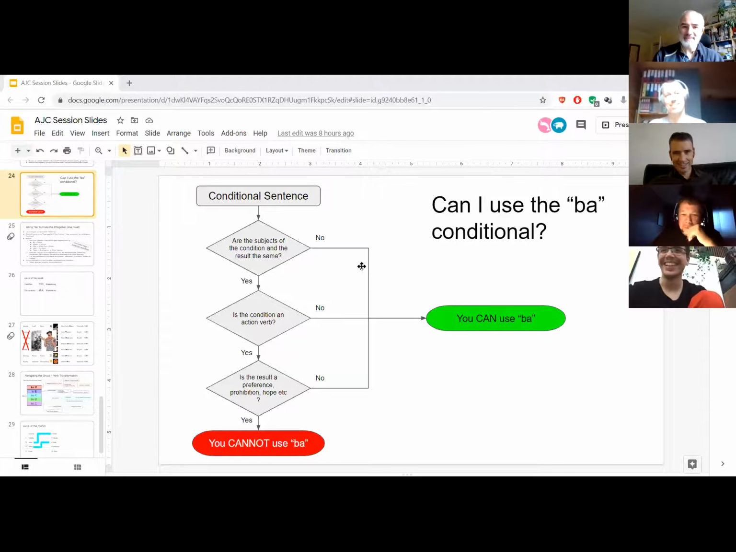So if any of these questions, if the answer is no, then you can use ba. All of them have to be yes for you to say you cannot use this sentence structure. Okay, good. At least you know to pay attention to next week's lesson when we do the tara conditional, which frees you up to use it in any way you like, except one way, which we'll do next week.